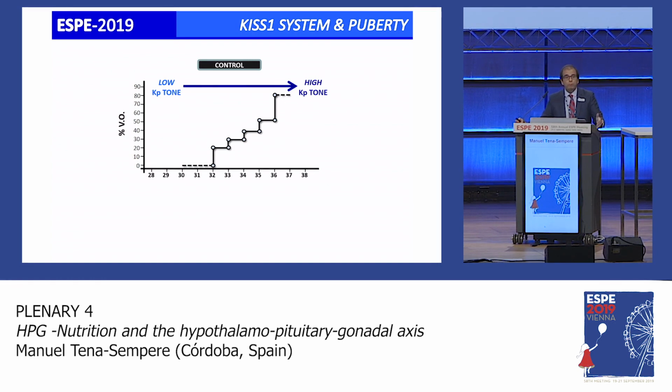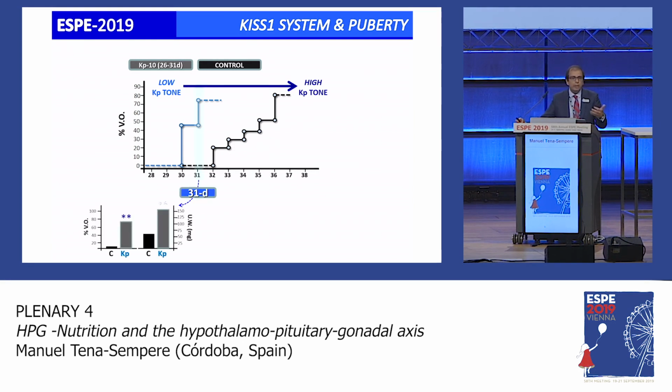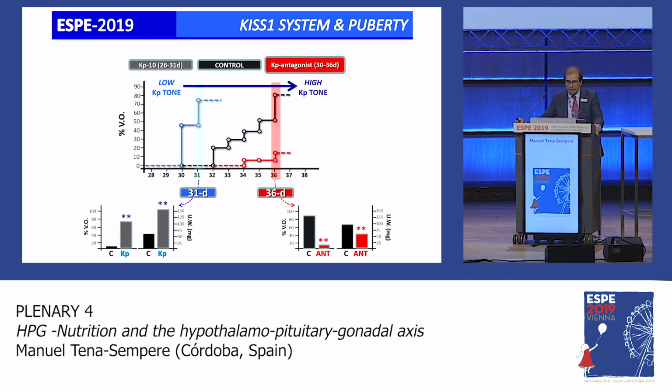We have been able to pharmacologically manipulate the system, so if we advance this enhancement of the kisspeptin tone, what we see is an advancement of vaginal opening associated with other markers of earlier entry into puberty. In contrast, if we block kisspeptin actions by using a specific antagonist specifically in the brain, we get the opposite phenotype: delay of puberty onset, and also delay or reduction of other markers of pubertal activation.